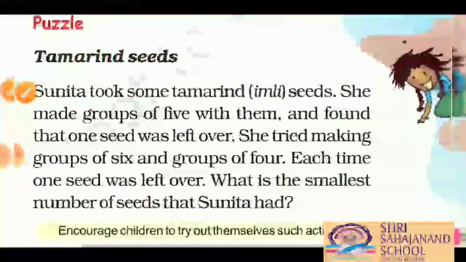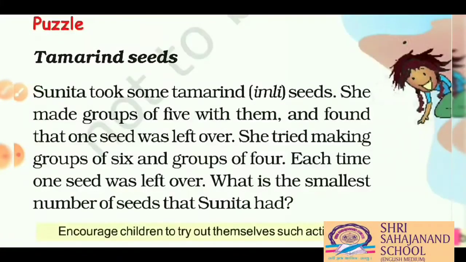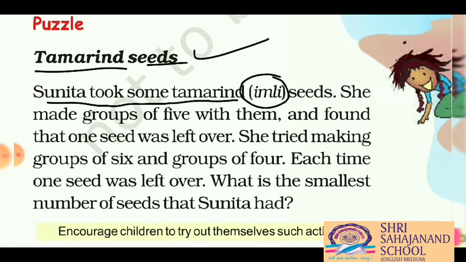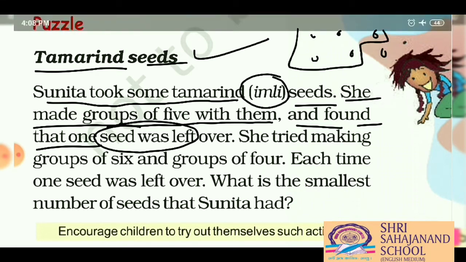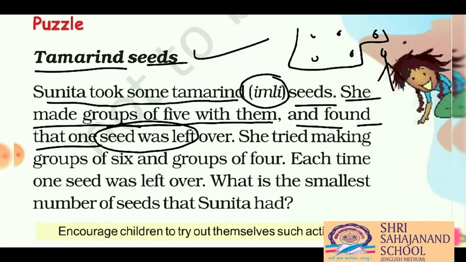Okay, now we have the third part of our today's class, that is puzzle. So let's start to read it first. Tamarind seeds, this is the topic. Sunita took some tamarind, means imli seeds. She made groups of 5 with them and found that one seed was left over. Okay, for example, if there is a 6 imli, okay, so she made a group of 5 and one was left. For example, it was just for your example, okay.